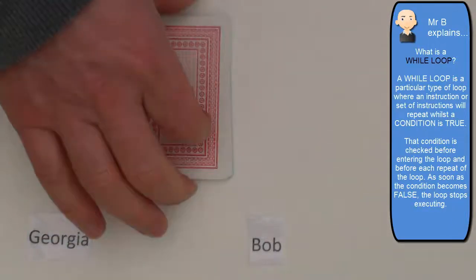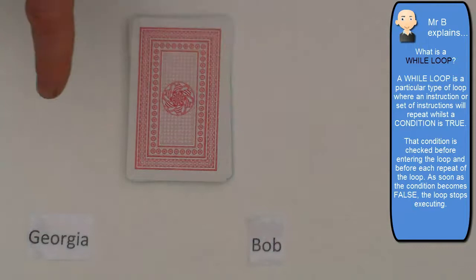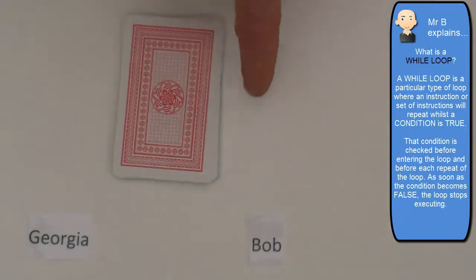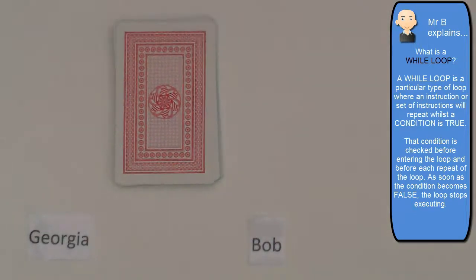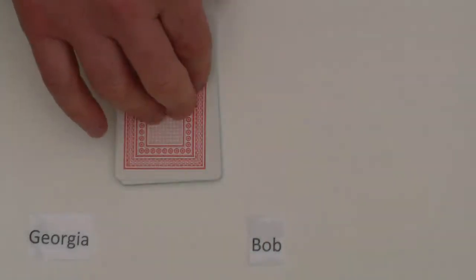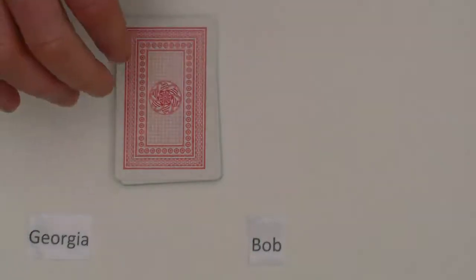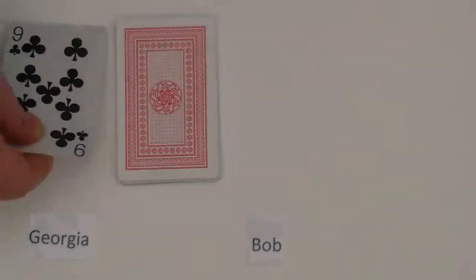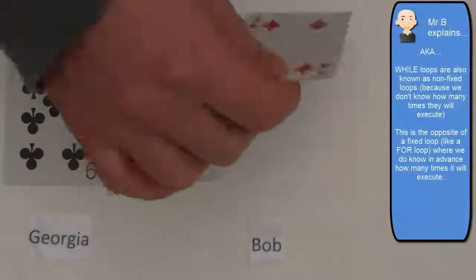Okay, and then what I'm going to do is deal out these cards to Georgia and Bob. Now I'm going to do that while I still have cards left. So the first thing I'm going to do before I can even get into my loop is, do I have cards? So yes, I do. So I can deal a card. Okay, and I'm going to continue to do that whilst I still have cards.